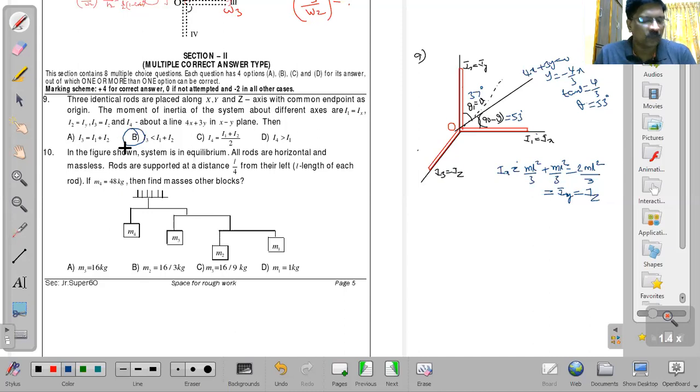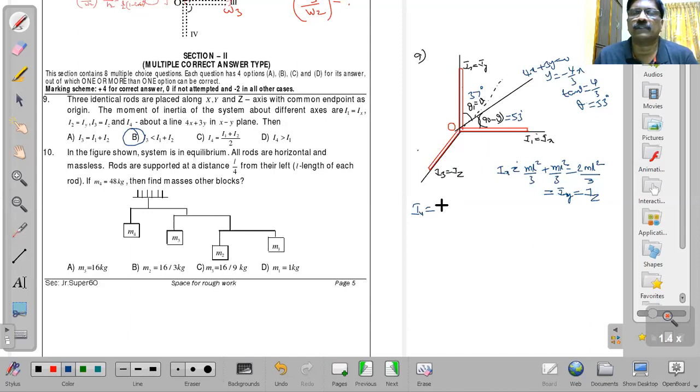Okay, next, what about I4? How we can find I4? You see, about this axis, here this I4 axis, I4 means about this straight line. Moment of inertia of this rod. No doubt for this straight line, this rod along that axis is perpendicular to this axis. That's why ml square by 3 only. So I4 is equal to the moment of inertia of the rod.